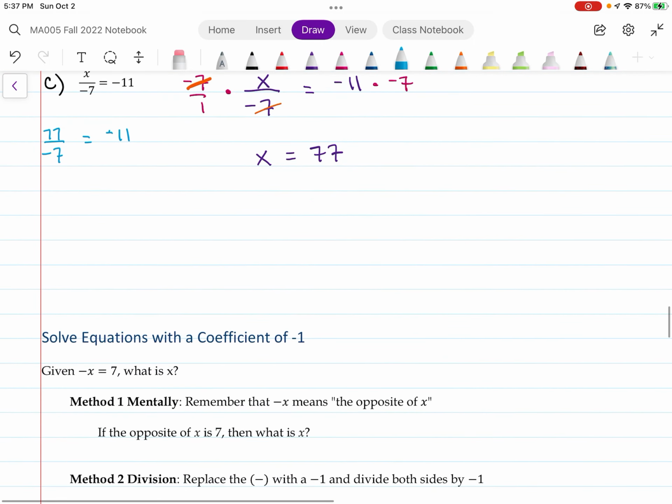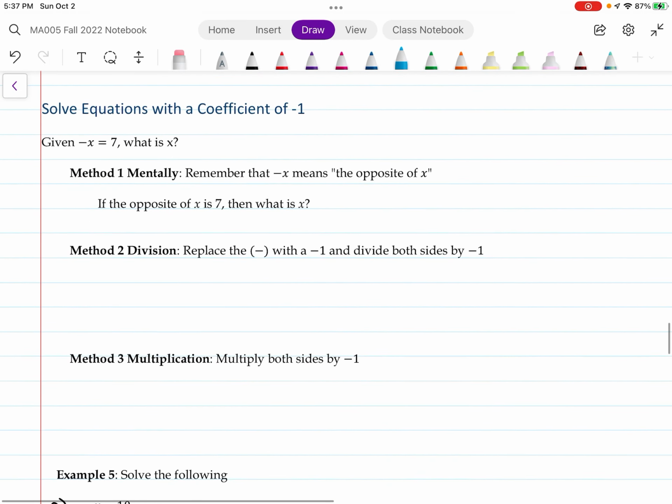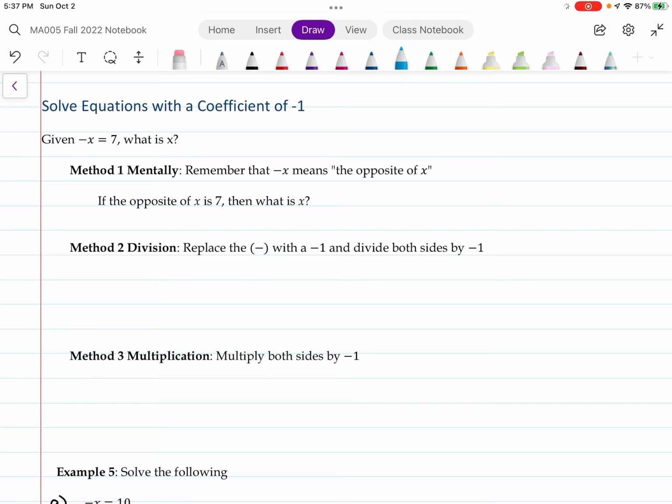All right, solving equations with a coefficient of negative 1. Given negative x equals 7, what is x? So the first method is just do it mentally. Remember that negative x means the opposite of x. So if the opposite of x is 7, then x must be the opposite of 7, right? So x equals negative 7.